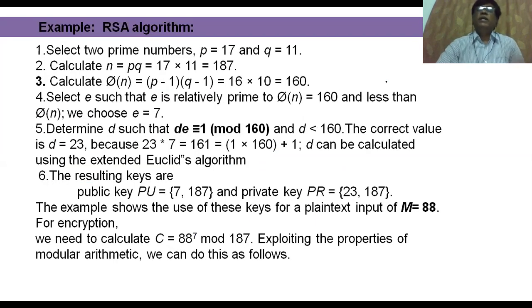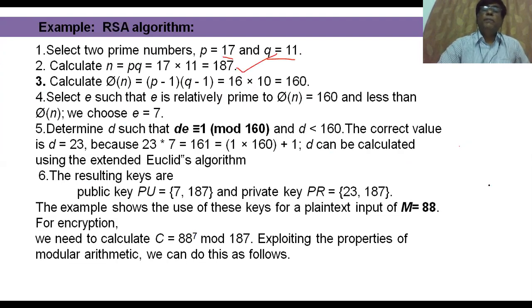Example. For our convenience, I have taken two small prime numbers for example purposes only. Actually, we should take very large prime numbers, but here I have taken small prime numbers for convenience of explanation. So assume P is 17 and Q is 11. P into Q, 17 into 11, is N. Its value is 187.